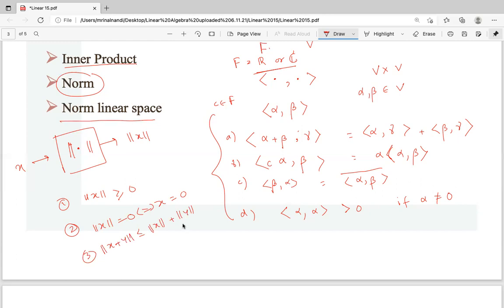So we have several terms now. We have distance, that means the metric, norm, inner product, all these things. Now, what is the relationship between all of these? One more thing: since it's a vector space, the norm of alpha times x should be mod alpha times norm of x. So we have a result on norm using addition, and using multiplication also.